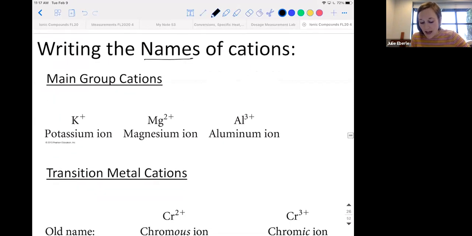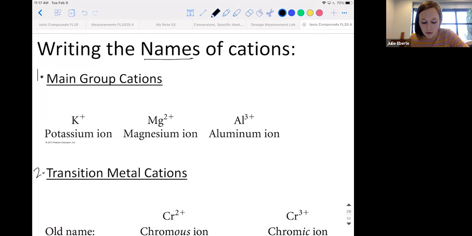Okay, writing the names of cations, writing the names of ions. This is not just writing the symbol, this is how you write out the full name, and it leads up to how we write the names of compounds. We'll see what a compound is in a minute. If you're going to write the name of a cation, you first need to ask yourself, is this a main group cation or a transition metal cation? So we've got two classifications: number one, main group; number two, transition metal cations.